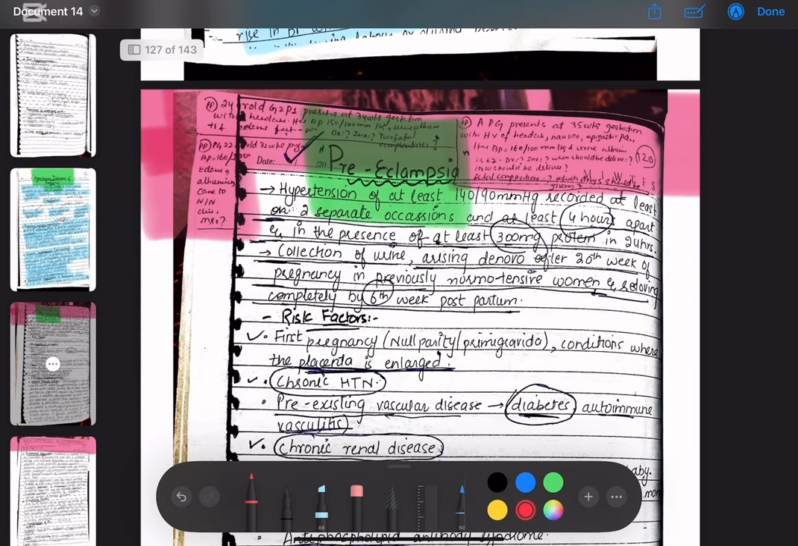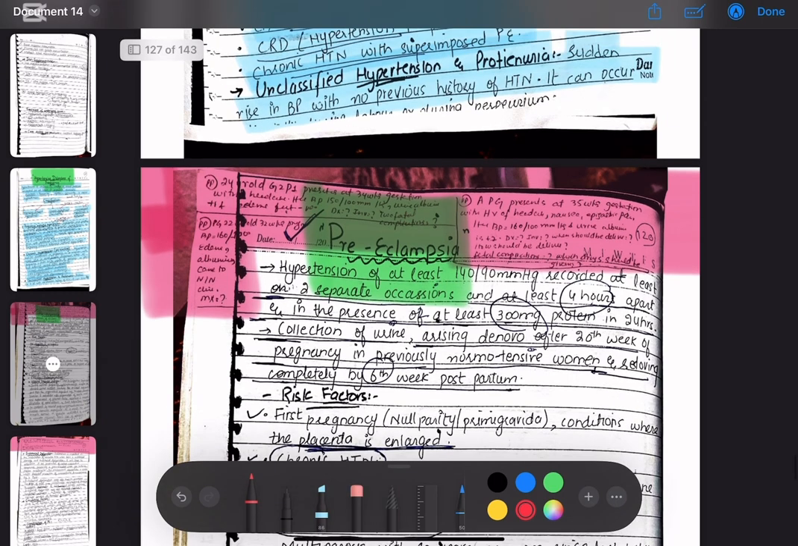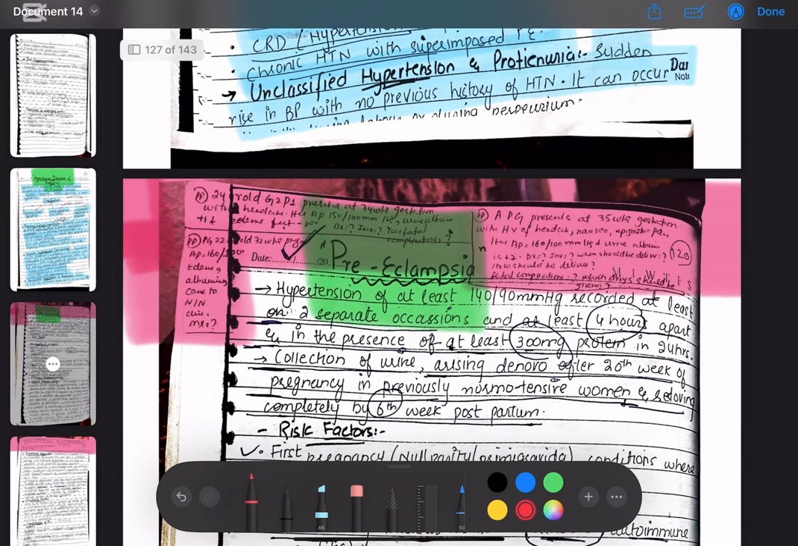Now coming towards pre-eclampsia. We have a scenario where a PG presents at 35 weeks gestation with a history of headache, nausea and epigastric pain. Her BP is 160 by 100 and urine albumin is +2. What is the diagnosis, the investigation, when and how should we deliver, what are the fetal complications, and which drugs should be given?